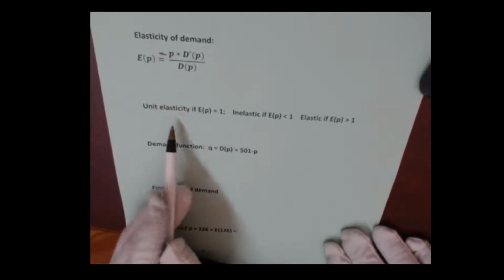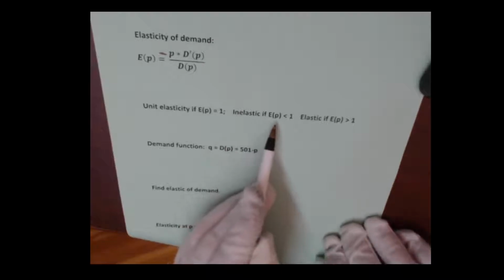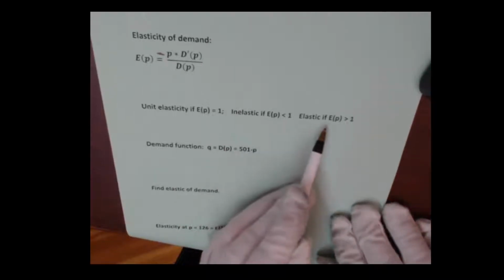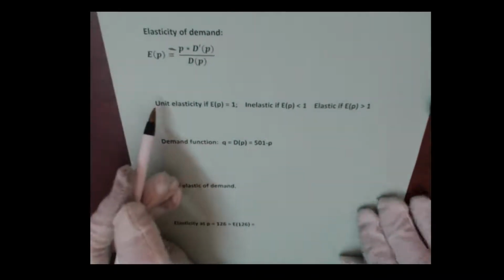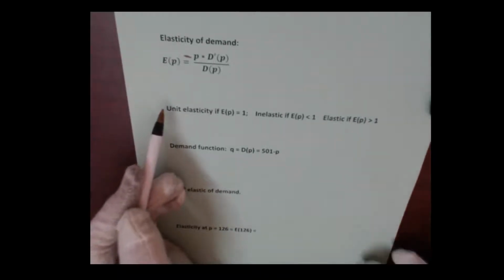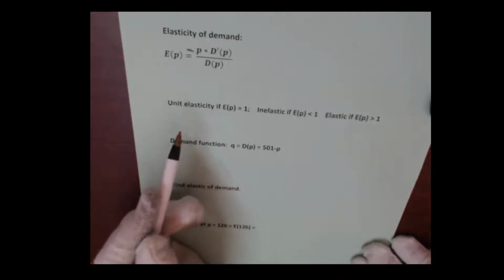We say that something is unit elastic if the elasticity is 1, inelastic if the elasticity is less than 1, and elastic if the elasticity is greater than 1. So what the heck am I talking about? Well, every product that you buy will have an elasticity, and the easier it is for you to move away from that product, the more elastic it is.